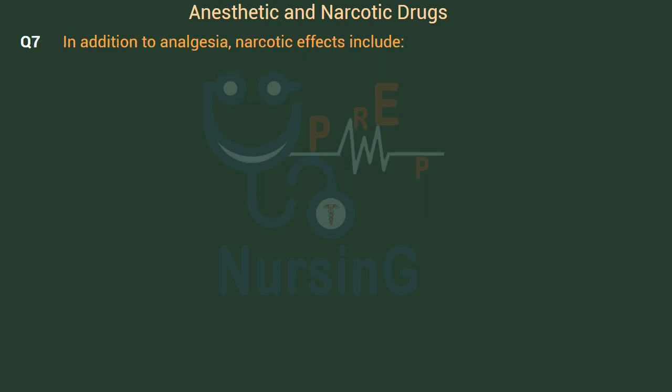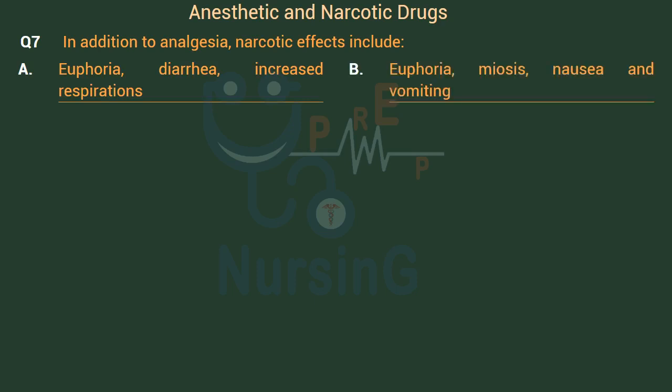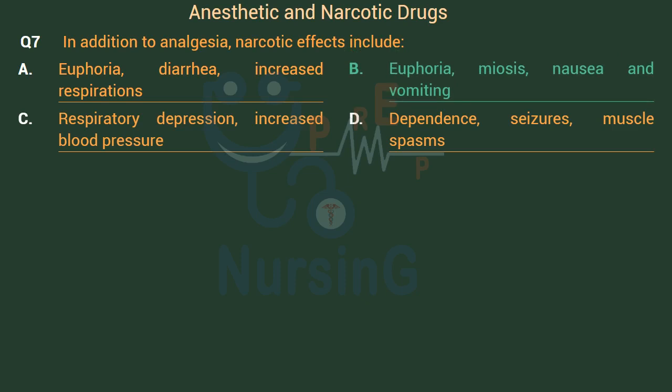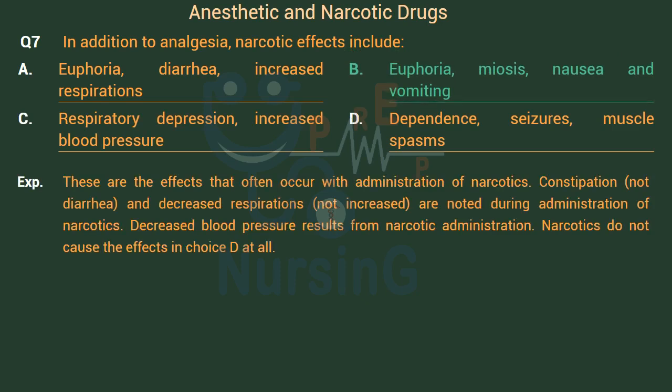In addition to analgesia, narcotic effects include: Option A, euphoria, diarrhea, increased respirations. Option B, euphoria, meiosis, nausea and vomiting. Option C, respiratory depression, increased blood pressure. Option D, dependence, seizures, muscle spasms. Right answer is Option B, euphoria, meiosis, nausea and vomiting.